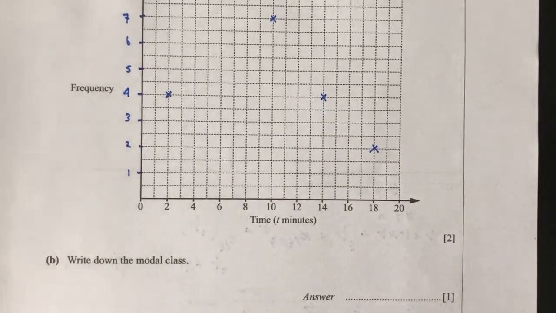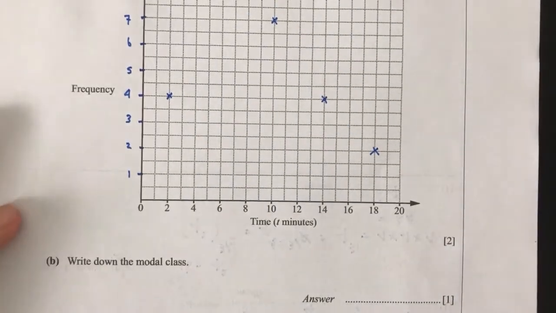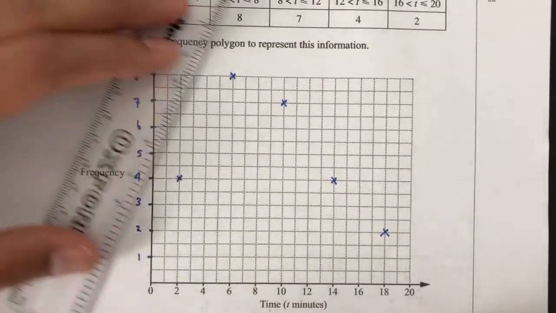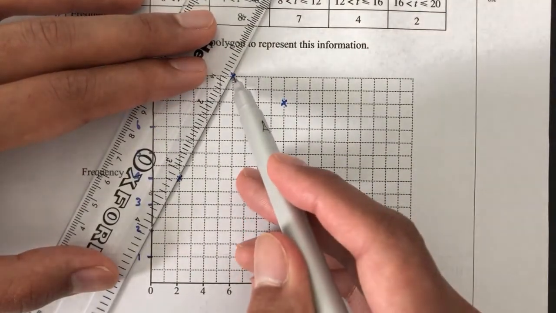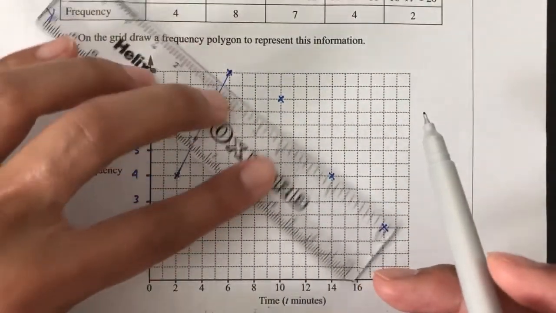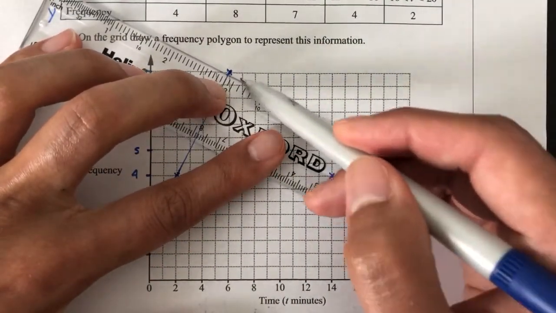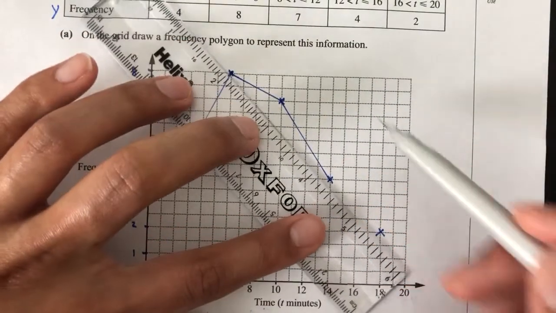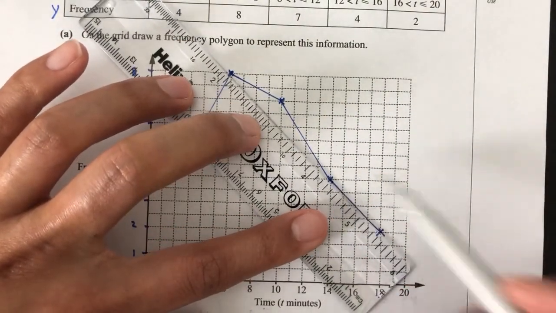Okay, so now we have to join all the points together using a straight line. So let's do that here on the graph. So the first part will be this, and this, and the last one is these 2 points.